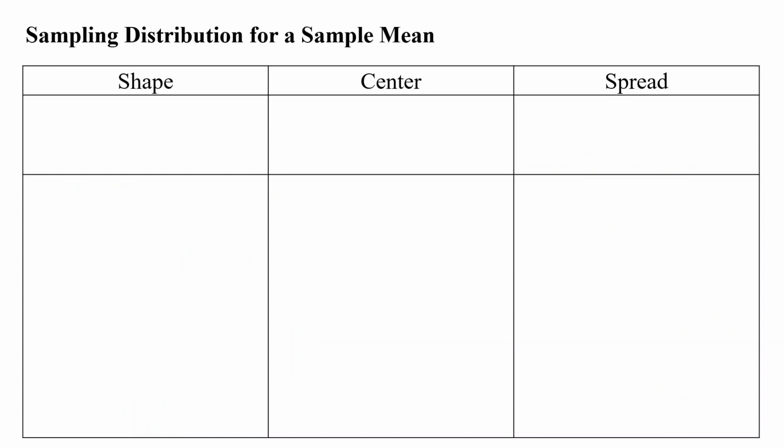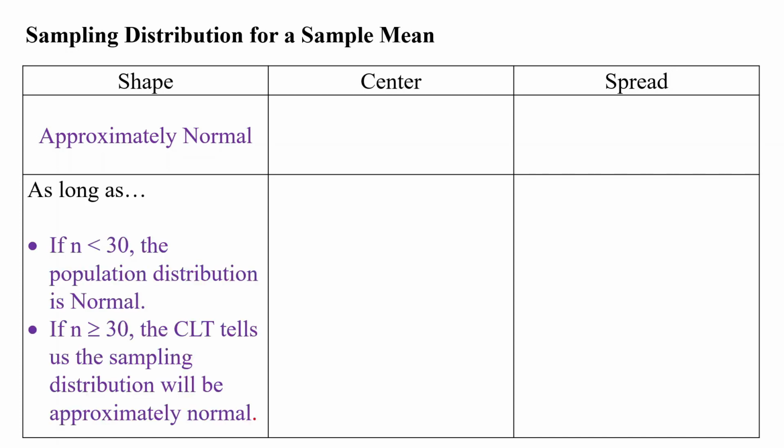Okay, that's our conditions. Let's summarize this here for shape, center, and spread of a sampling distribution. Because remember, in order to answer questions on the AP exam and for this class, we have to create a sampling distribution. And creating a sampling distribution means that we have to know the shape, center, and spread. So we just got done saying the shape of the sampling distribution for a sample mean will be approximately normal as long as one of these two things is true.